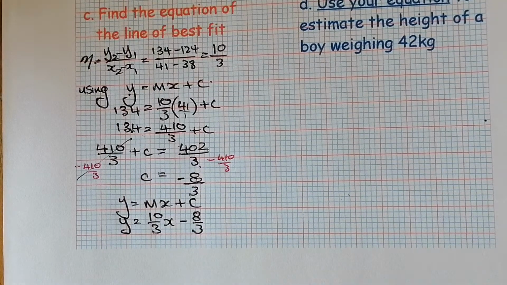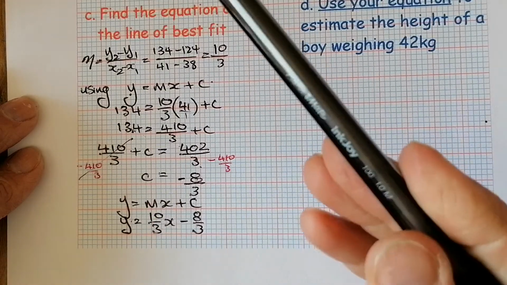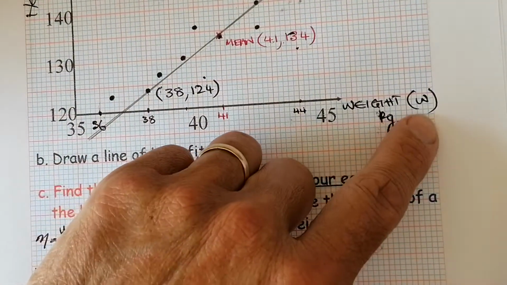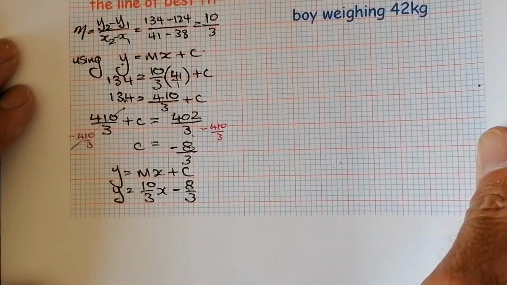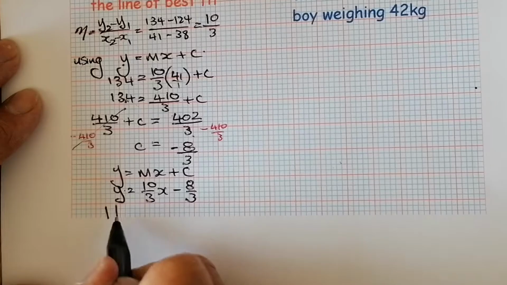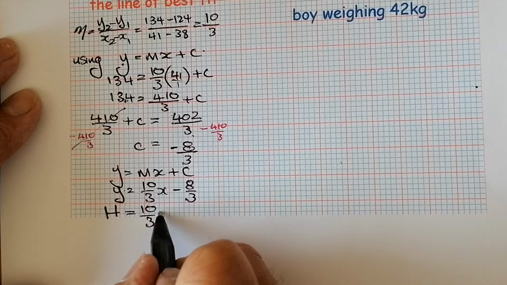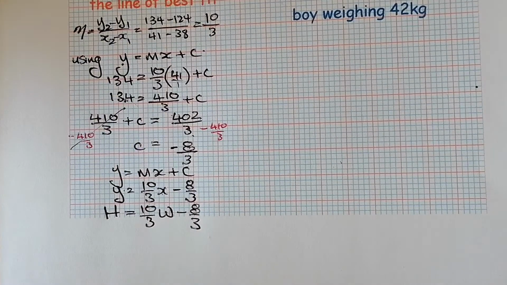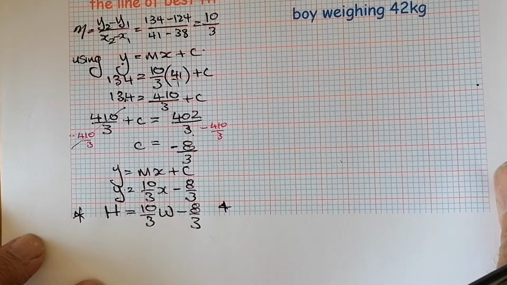Right, it's at this point you need to be very careful, because a final mark here is to make sure that you change the formula around to use the letters that you have in the graph. So remember, we've got weight as W and we've got height as H. So I'm going to change that to H is equal to 10 upon 3, and instead of X, it's going to be a W, minus 8 upon 3. So there's my equation of that line of best fit.